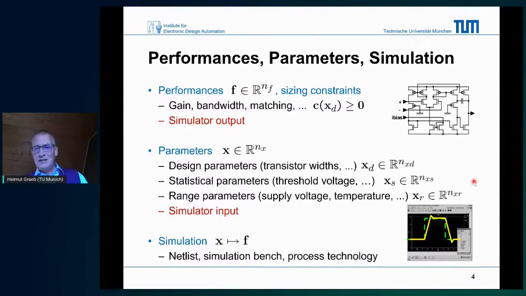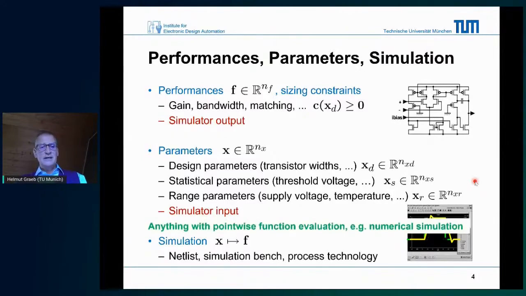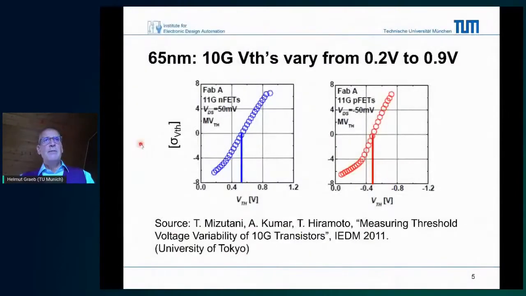So besides that, when it's about continuous values, what we talk about here we can apply to anything with point-wise function evaluation, mainly by numerical simulation, which is expensive, right? So we don't have an analytical function here, but we assume that we can just simulate it point-wise. One set of values for X maps by that simulation into one set of performance values F. So this is what we have. And any problem, not just analog problems, that has these features can be subject to what I'm going to present in the following.